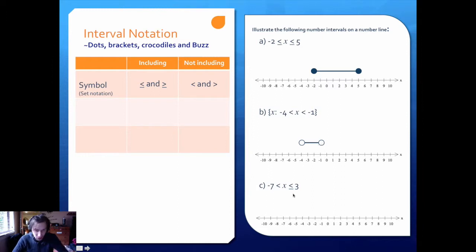So let's have a look at this last one. It says x is greater than -7 but less than or equal to 3. So essentially x is between -7 and 3.